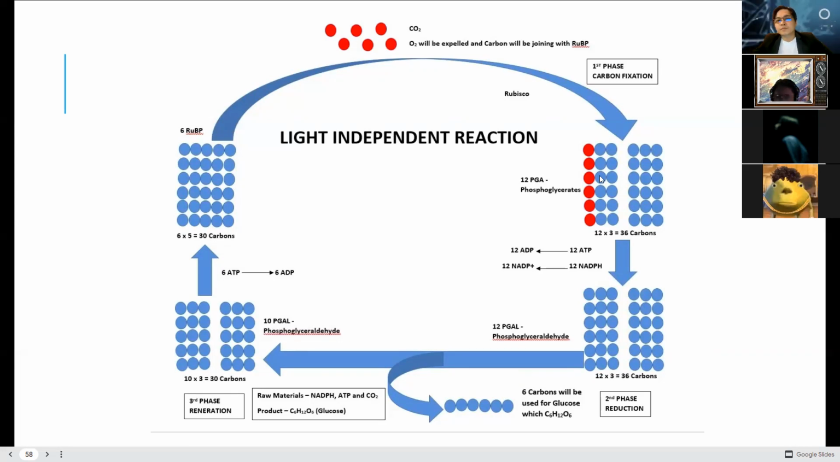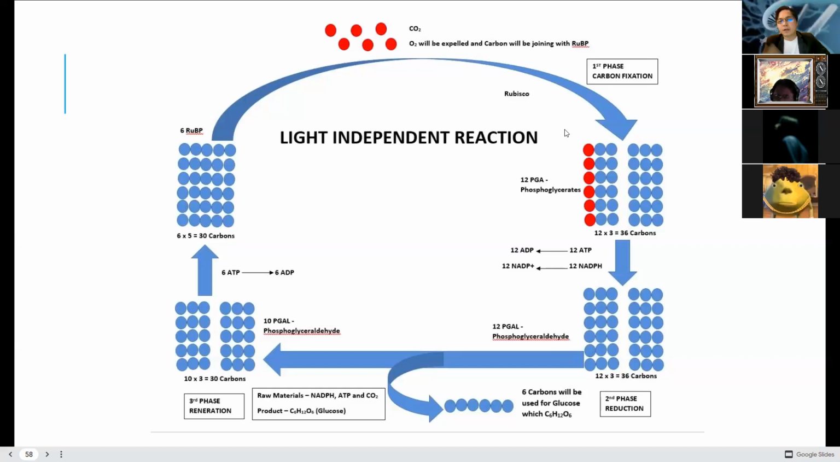Supposedly, in one cycle of the light-independent reactions, we can create 3 carbons. But as you can see, in this entire process I actually created 2 cycles here, because we can understand more if we create the complete cycles. We need 2 cycles of light-independent reactions to create C6H12O6 or glucose.